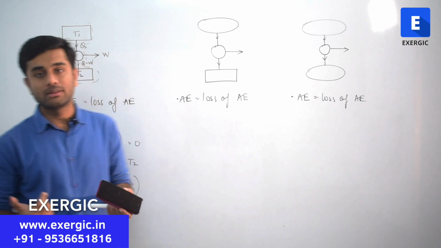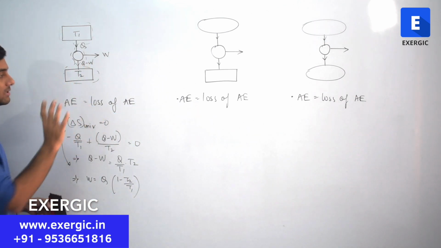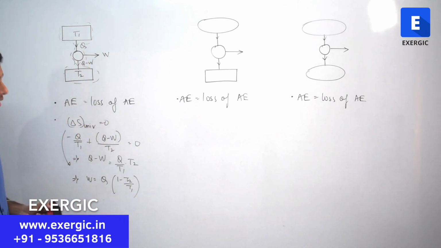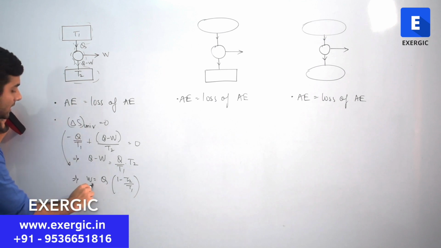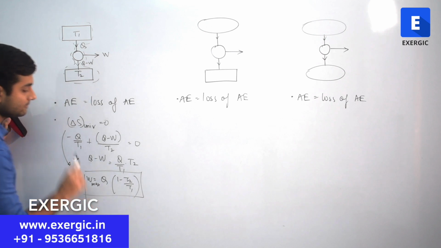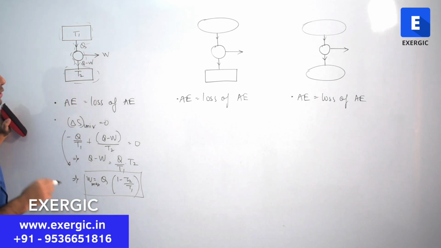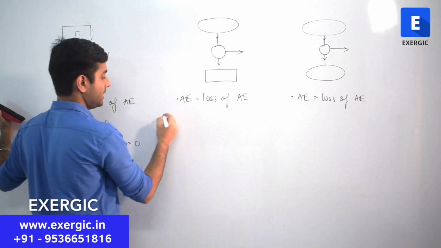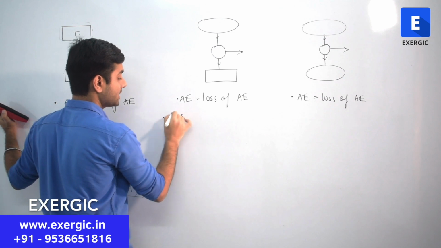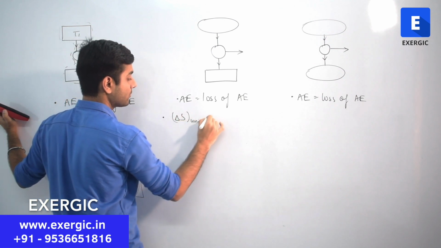So what is the problem in that? Just use delta S universe is equal to 0 for every case. So for this case, you have calculated W max, correct, which is equal to this. Now coming to this case, if you want to calculate AE or loss of AE, we have to use delta S of universe is equal to 0.